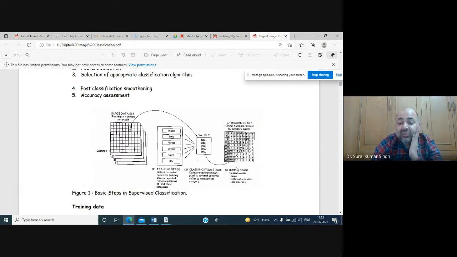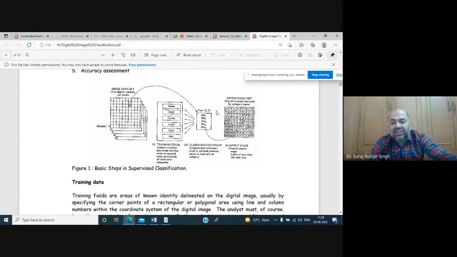So finally the output stage will be, you can see F F F F, F responds to forest, W responds to waterlogged area or water body, C responds to cropping pattern. In the first image we only had a satellite image, but finally when we classify it, we get a classified data set that corresponds to various land use, land cover categories. So these are the basic steps that you have to follow in the supervised classification technique.